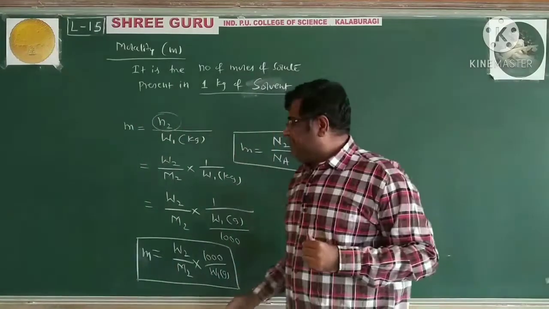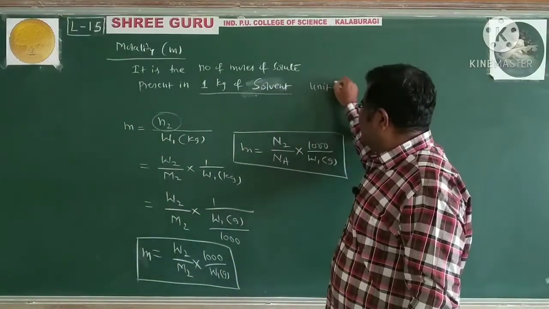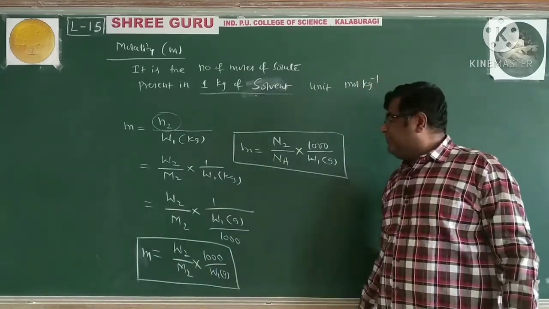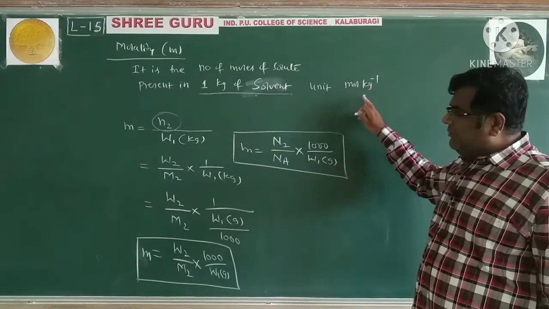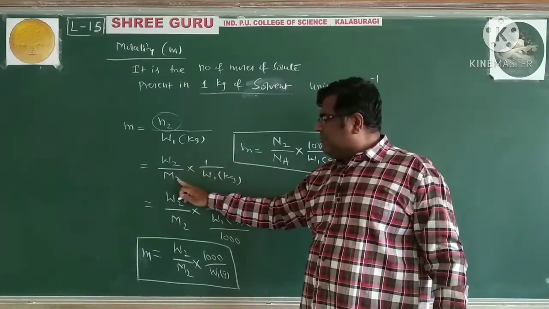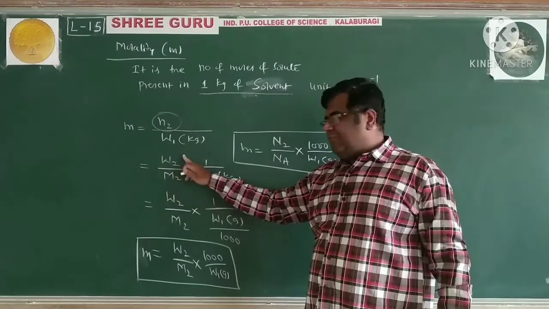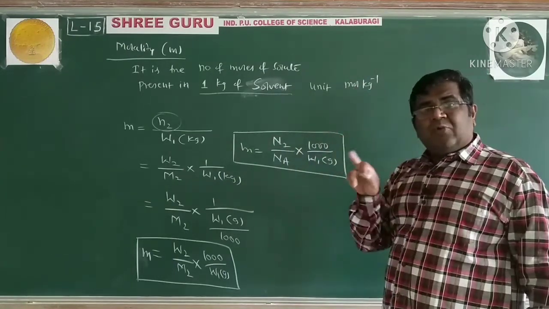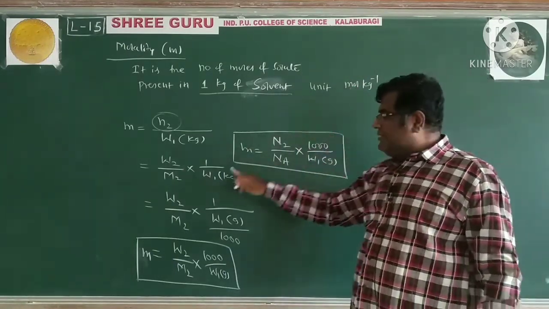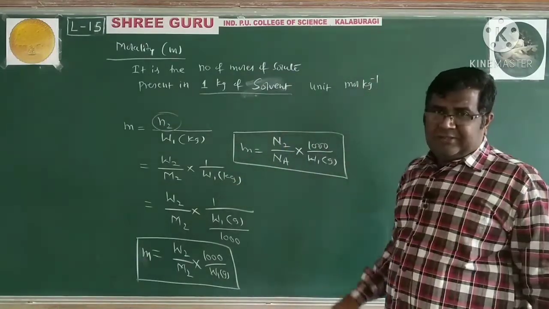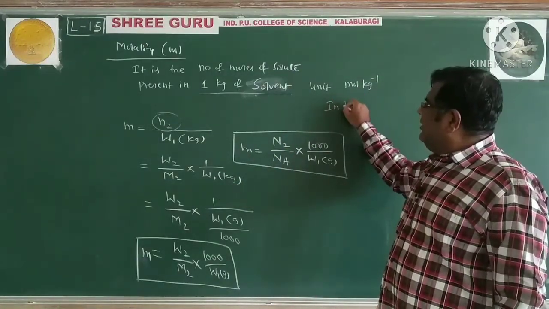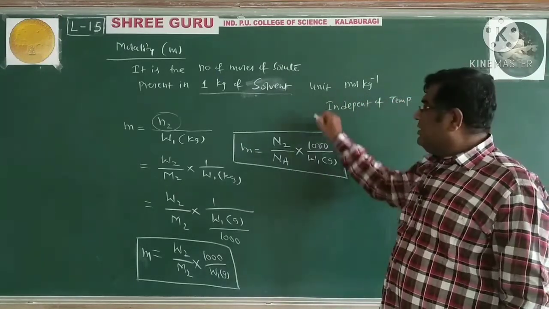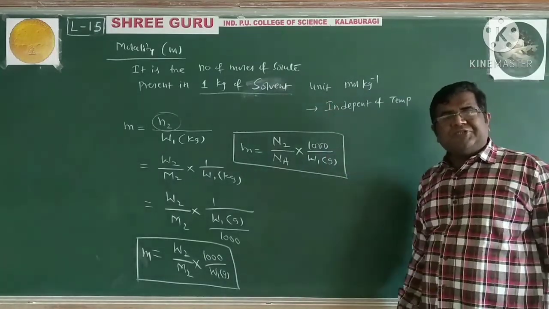What is the unit? The unit is mole per kilogram. How is the unit mole per kilogram? This is gram, this is gram per mole. Gram cancels. 1 by mole is nothing but mole raised to minus 1, and mole raised to minus 1 in the denominator is nothing but mole, and this is kilogram. So it is per kilogram. Independent of temperature, it does not depend on the temperature.